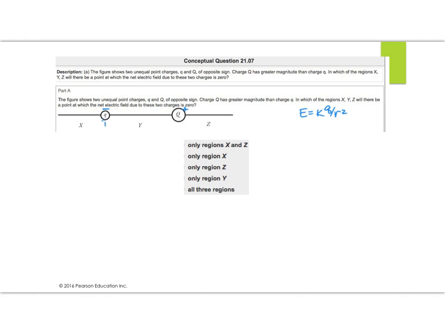I'm going to just call the little charge 1 and the big charge 2 because I want to label the electric fields in my 3 regions, and I want to be able to remember which field is coming from which charge. So we are trying to figure out where the electric field would cancel in region X, Y, or Z, which means we need electric fields to be in opposite directions. But we also need them to have equal magnitude.